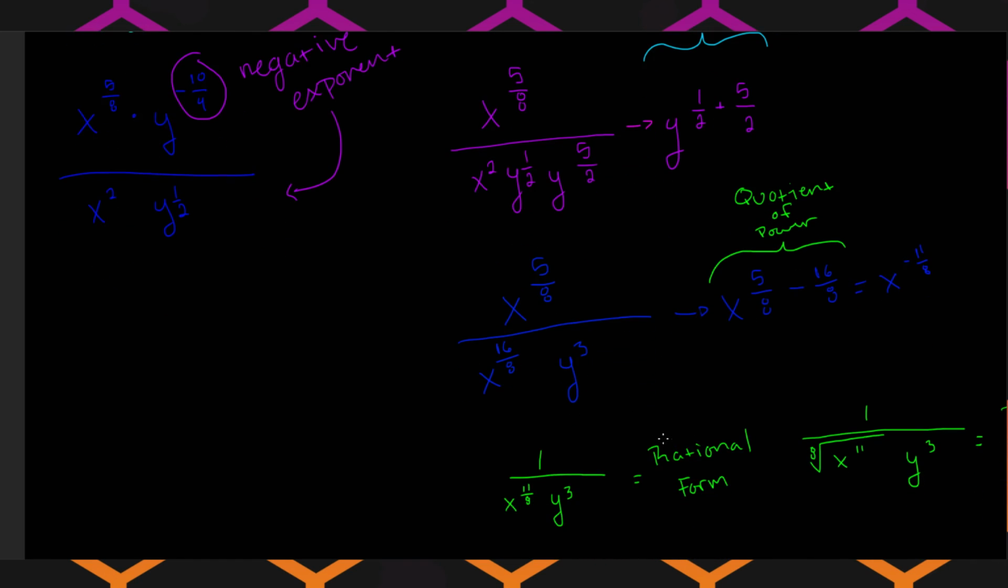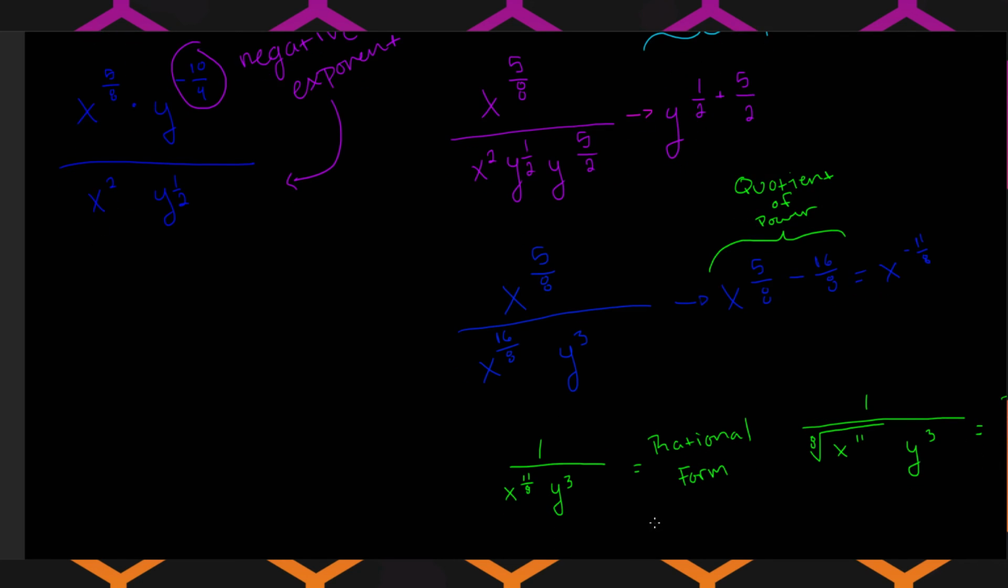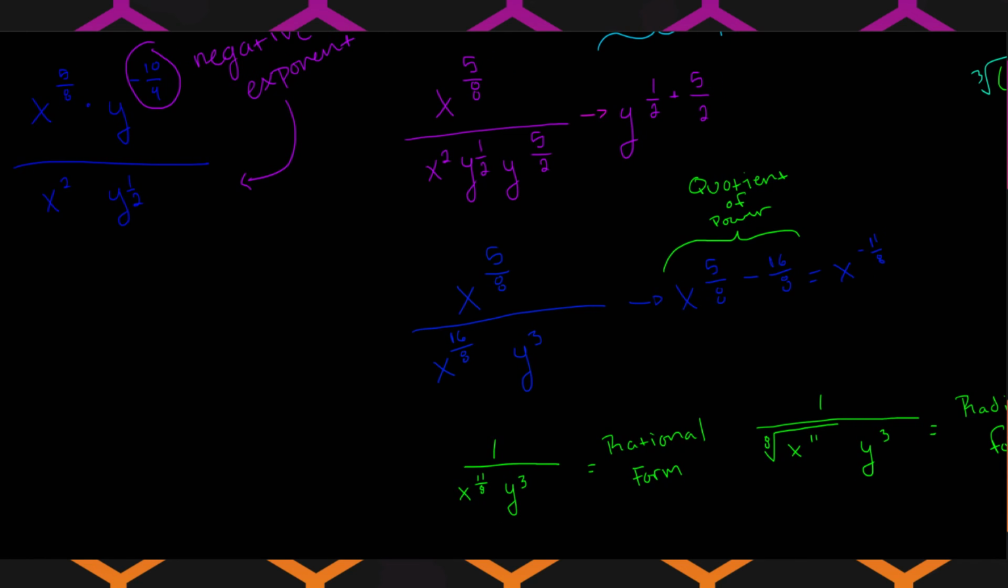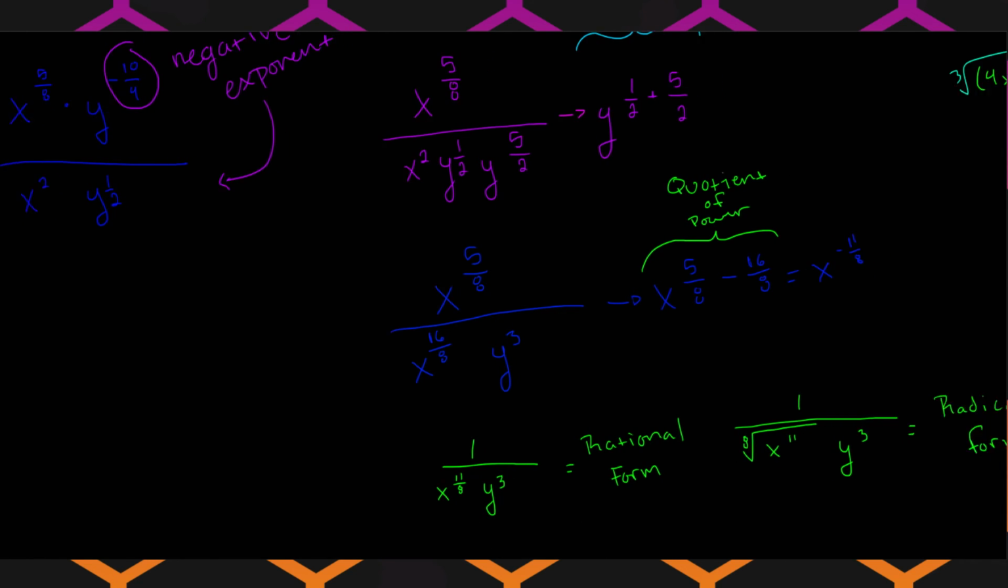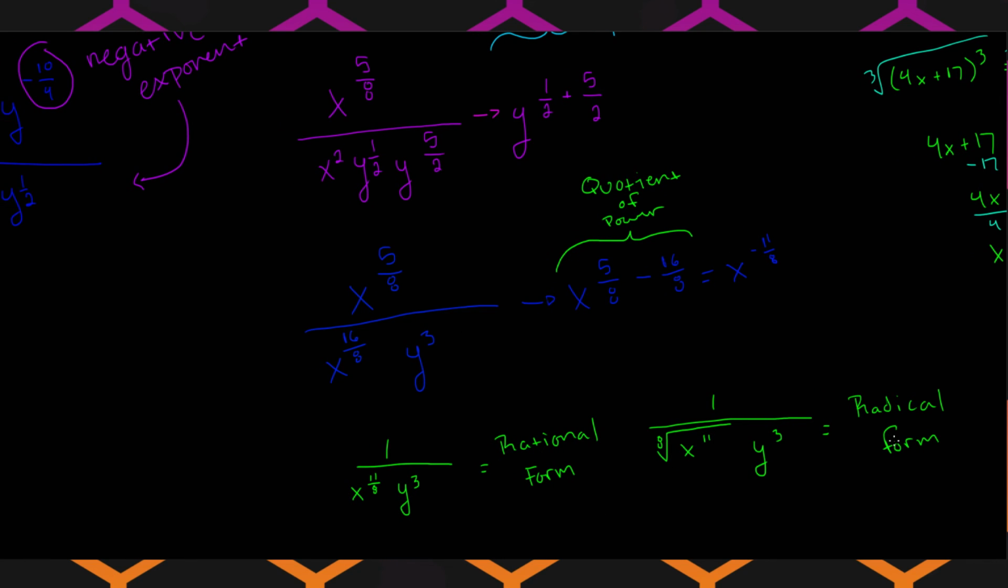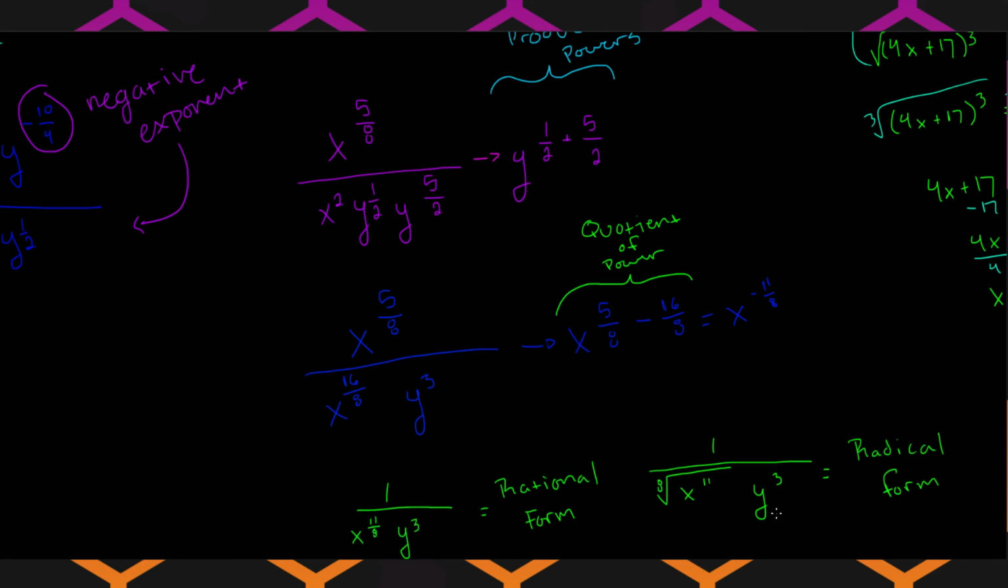You get 1 over x to the 11/8 times y to the third. Now that's in rational form. To make it into radical form, it's quite simple. You can't make y to the third into a radical, but you can make x to the 11/8 a radical by simply taking the denominator as the root of x to the power of 11. So it's the 8th root of x to the power of 11. That is the radical form.